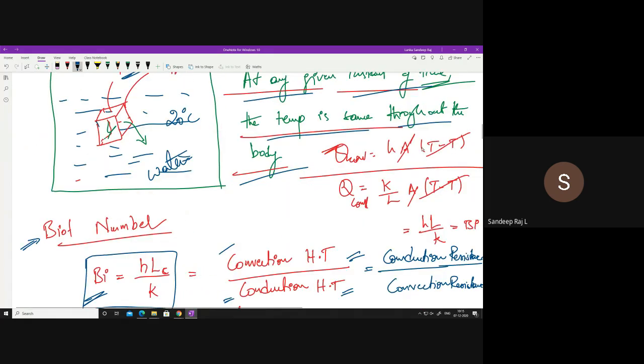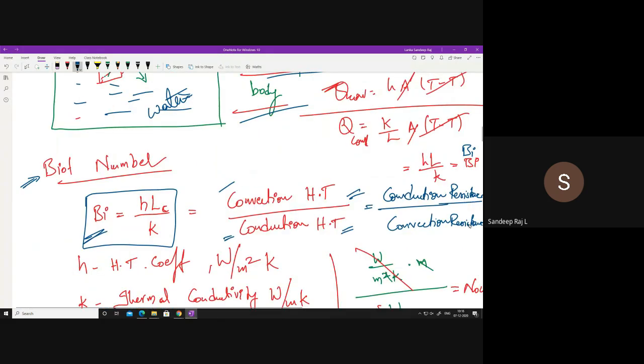Heat transfer by convection, in the numerator, is h A delta T as per Newton's law of cooling. Heat transfer by conduction is equal to k A dT by dx, according to Fourier's law of heat conduction. If you take the delta T and areas out, what you have here is hL by k. This you call the Biot number.